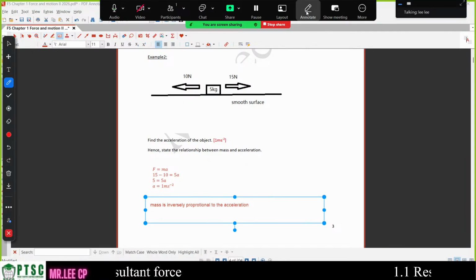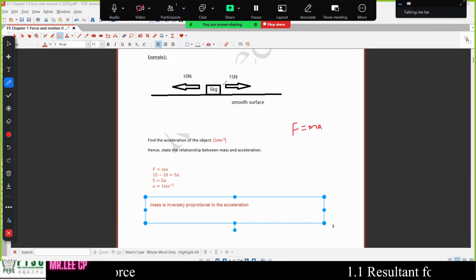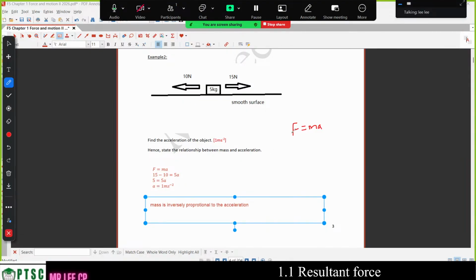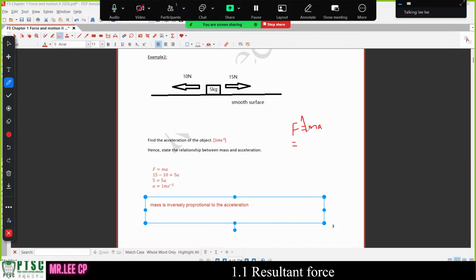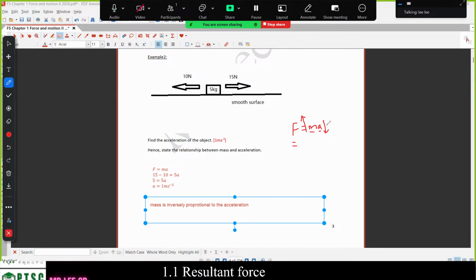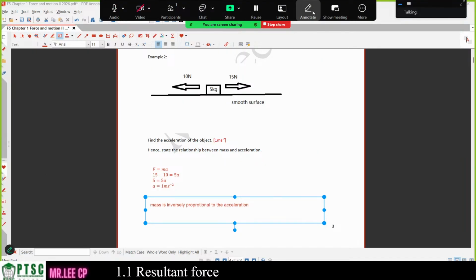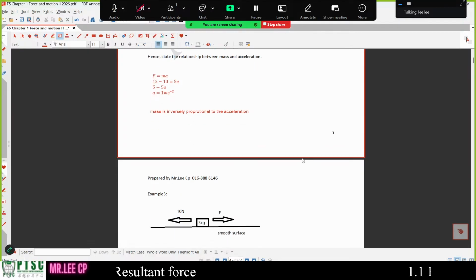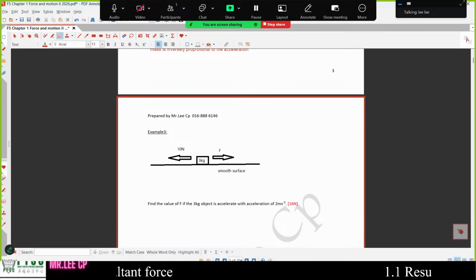Okay, we can see from the formula F is equal to ma. In both examples, the resultant force is the same, 5. Right, 15 minus 10, 5, same. So when the mass is big, the acceleration is small. When they multiply together, they will be inversely proportional. Right, so you need to know this. Inversely proportional.